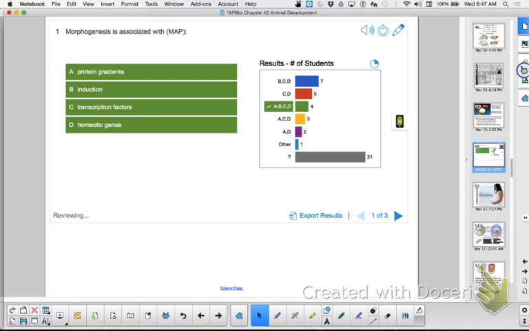Morphogenesis is associated with proteins in a gradient. Right? We've talked about that. Proteins in a gradient. Induction, when one tissue influences another tissue. Transcription factors affect what DNA is transcribed and what proteins you get. And homeotic genes, it's the homeotic genes that are coding for those transcription factors. Ask your bio buddy, because there are only 4 of you that found the correct answer there. What did you leave out? And do you understand it now? Check with your bio buddy.